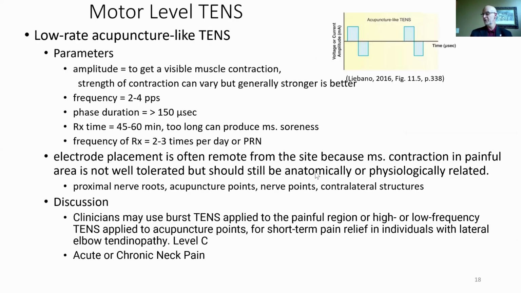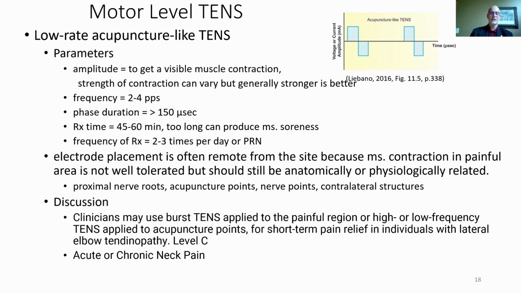Now, there's also motor level TENS, and motor level TENS is usually used with a low rate, acupuncture-like TENS. So you're trying to get a visible muscle contraction. Again, there's a variety of frequency. That's not the important part. The important part is it's a lower rate, so you get the muscle to beat. You're trying to get that muscle to beat. And that's supposed to release those endogenous opiates. That's the real key there.